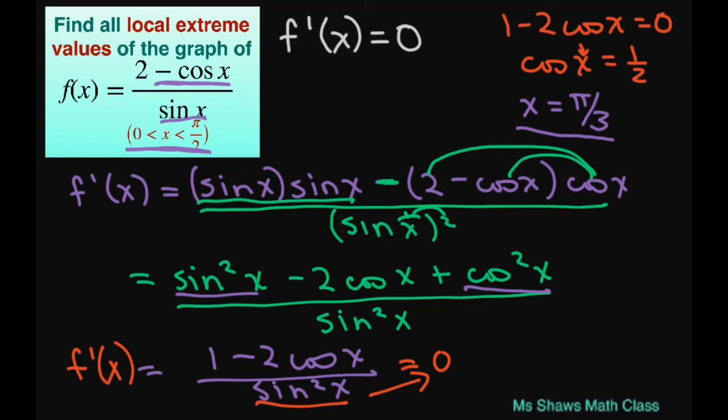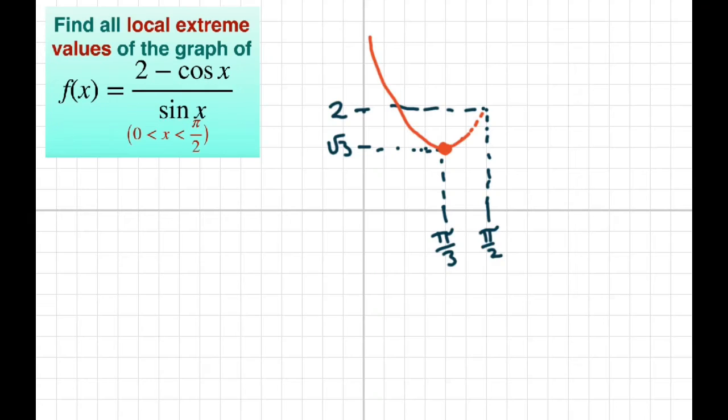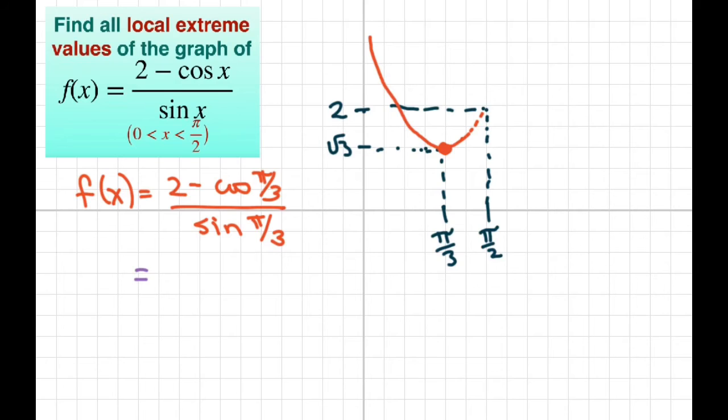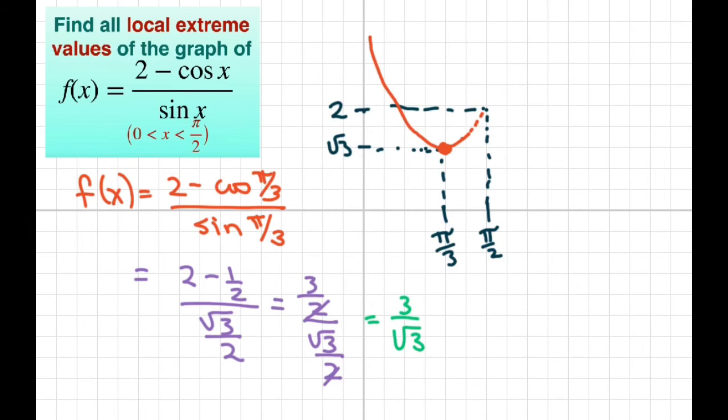So now all we have to do is find our value of that. So we substitute in our x equals pi divided by 3 into this function here. So let's do that. f of x equals 2 minus cosine of pi divided by 3, divided by sine of pi divided by 3. This is going to give you 2 minus 1/2 divided by square root of 3 divided by 2. This is going to end up being 3/2 divided by square root of 3 divided by 2. The 2's cancel, and we have this equals 3 divided by square root of 3. If you rationalize the denominator, that's going to give you 3 square root of 3 divided by 3.